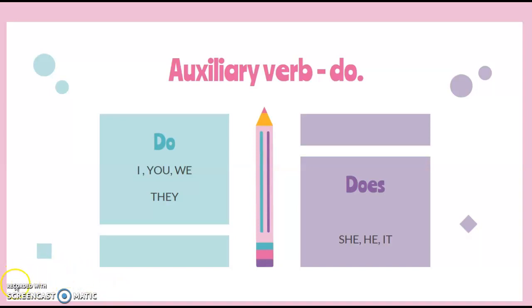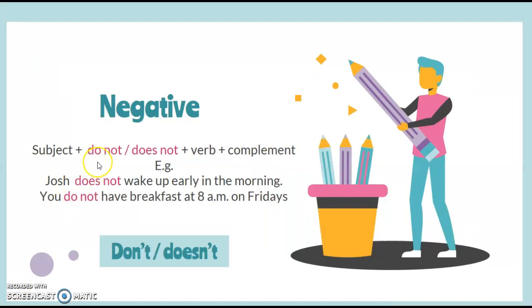Okay, so let's continue. As I told you before, in English we use the same structure for everything. In this case, we are going to place the negative form in the second place. So do not or does not goes before the verb. For example: Josh does not wake up early in the morning. You do not have breakfast at 8 a.m. on Fridays.